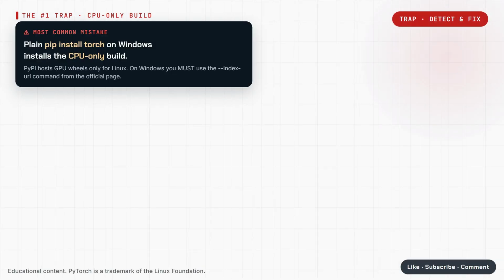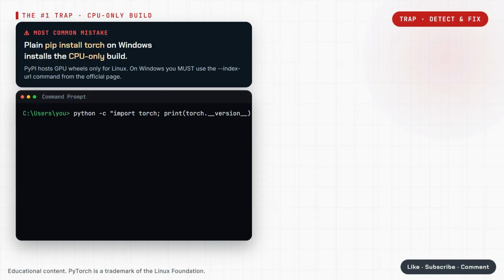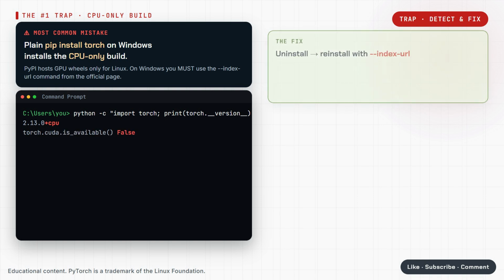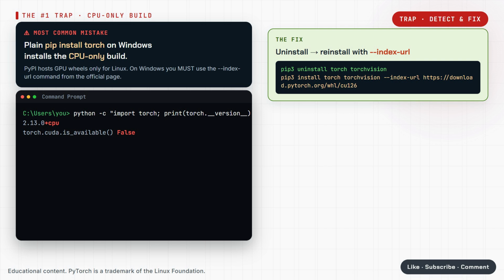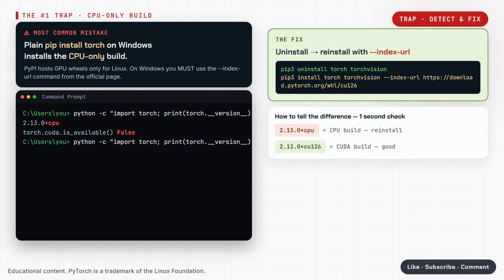Here is the number 1 trap. On Windows, a plain pip-installed torch installs the CPU-only build. PyPI only hosts GPU wheels for Linux. If you skip the index URL, you get the CPU build, and CUDA is silently unavailable. Detect it in 1 second. Print torch.__version__. 2.13+cpu, that is the CPU build. 2.13+cu126, that is the GPU build. The fix is simple. Uninstall torch and torchvision, then reinstall with the index URL from the official page. Always look for the +cu suffix.